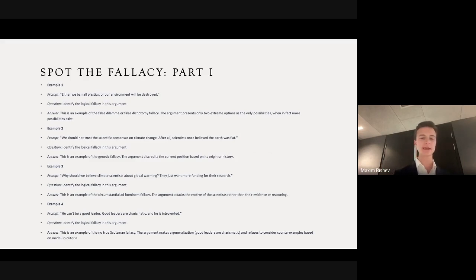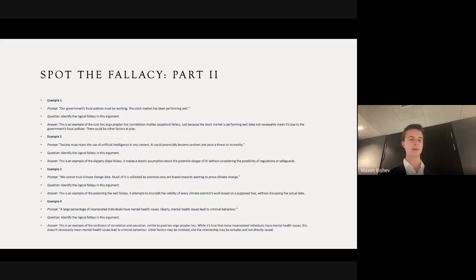He can't be a good leader. Good leaders are charismatic, and he is introverted. Again, no true Scotsman fallacy. Is that what it's called? Right. Okay. So it's basically saying that charisma is somehow the opposite of introversion.